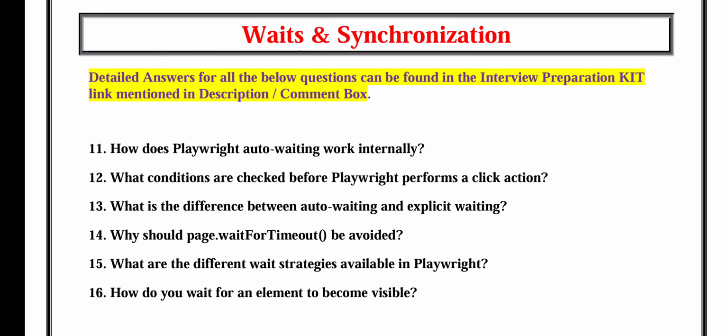How does Playwright auto waiting work internally? What conditions are checked before Playwright performs a click action? What is the difference between auto waiting and explicit waiting? Why should the page.waitForTimeout method be avoided? What are the different wait strategies available in Playwright?